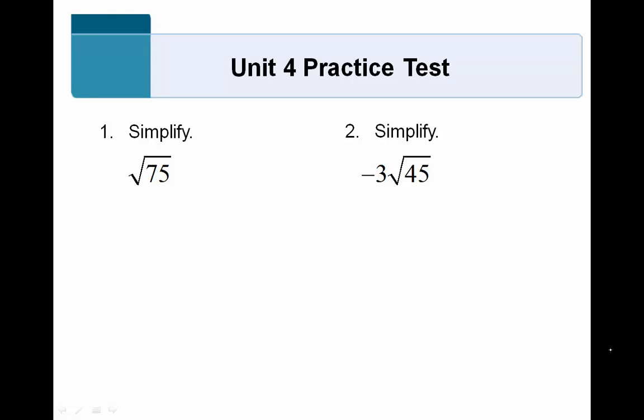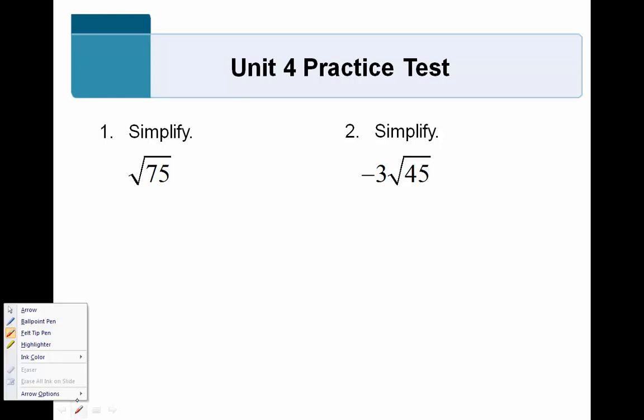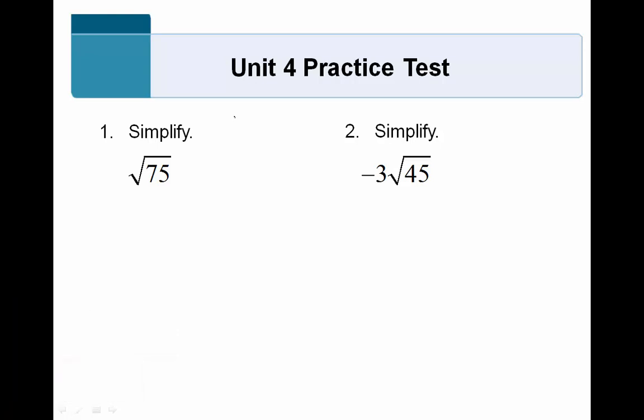Alright, so problem number 1, we're simplifying square root 75. Remember, we need to find the largest perfect square factor of 75, and we can use a factor tree to help us do that. So our factors of 75. 25 times 3 is 75.